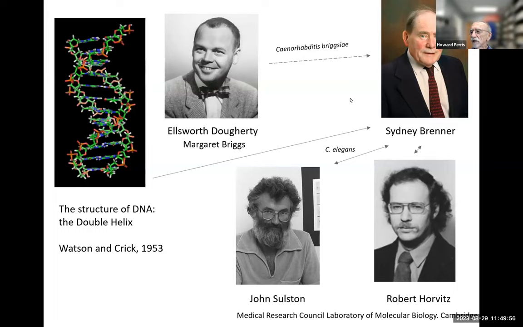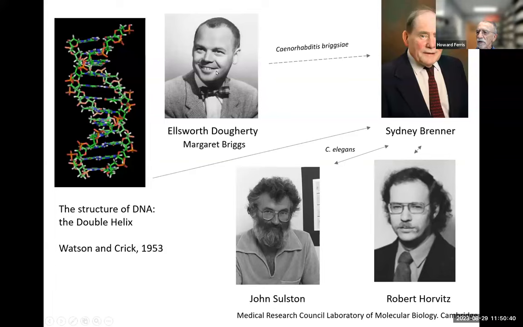And he happened to be visiting California, and he ran into Ellsworth Dougherty. Ellsworth Dougherty worked at the Kaiser Research Center in Oakland, but he also had an associate professor position at University of California, Berkeley. Well, Dougherty was an expert on rhabditid nematodes. The rhabditid nematodes are bacterial feeders, and he had worked extensively with them. He had a graduate student, Margaret Briggs, and Margaret Briggs took soil samples in the Stanford Forest, so the forest at Stanford University in Palo Alto.